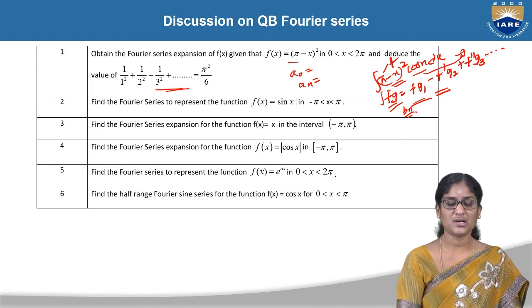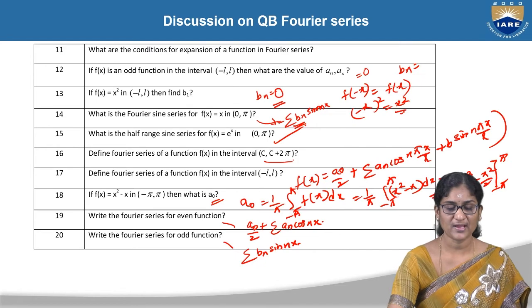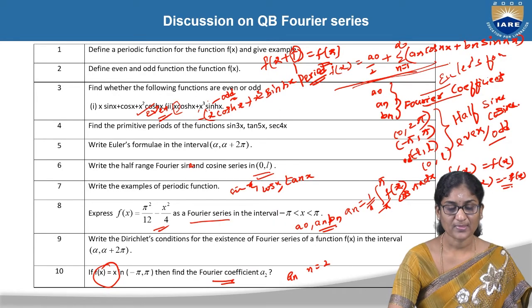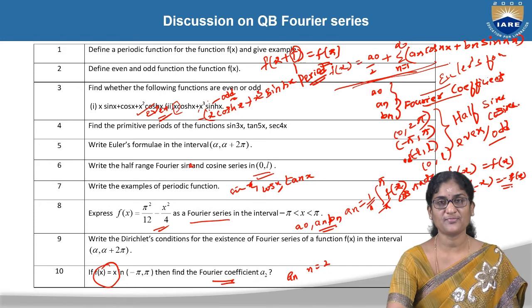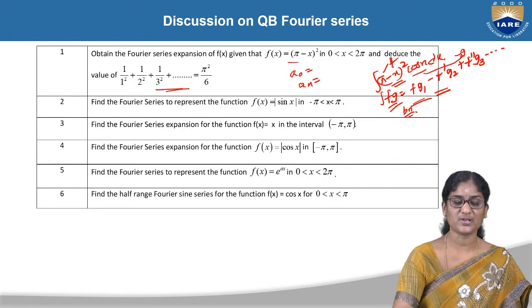And going to the third question. Find the Fourier series expansion of the function f of x is equal to x in the interval minus pi to pi. I think this problem we have already seen in the previous questions, minus pi to pi, f of x is equal to x. Yes, we have the 10th question. Here we asked you to find out the Fourier coefficient a2, but here he is asking you to find out the complete Fourier series.